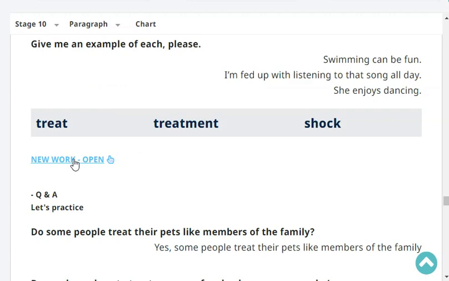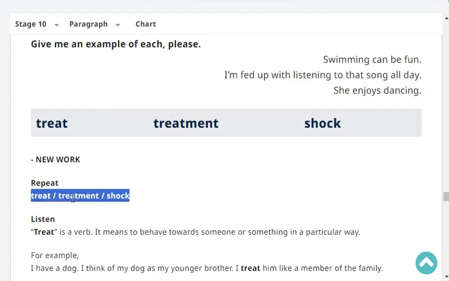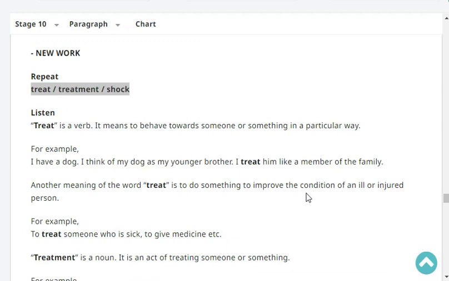Next, repeat. Treat, treatment, shock. Very good. Okay, listen. Treat is a verb. It means to behave towards someone or something in a particular way.